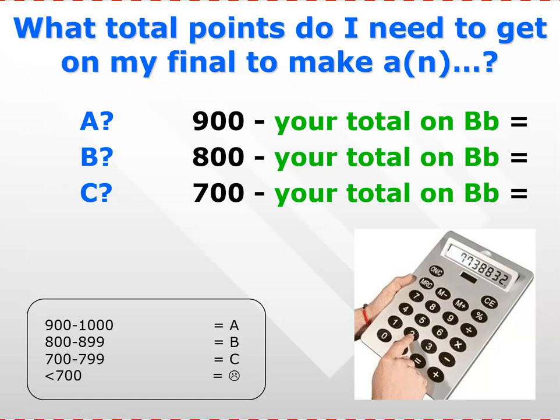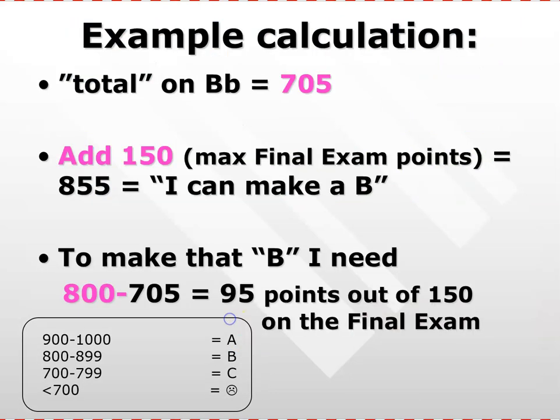And to C, you take 700 and subtract your total on Blackboard. So this is how many points you need on that final. Let's do a little sample calculation. Once again, I'm always happy to run you through.